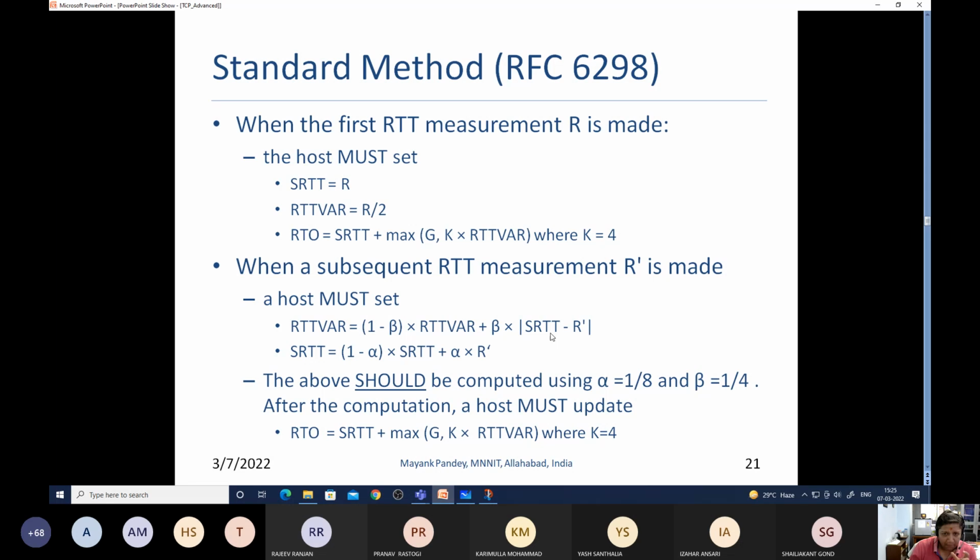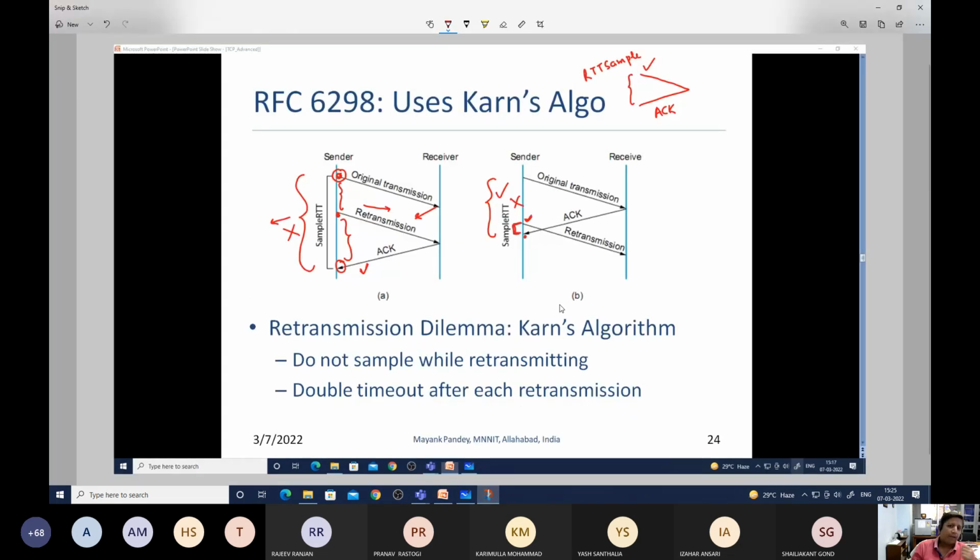Now if you don't take samples correctly and you start guessing or making some estimate at that point, then we would be very far away from the current network situation.